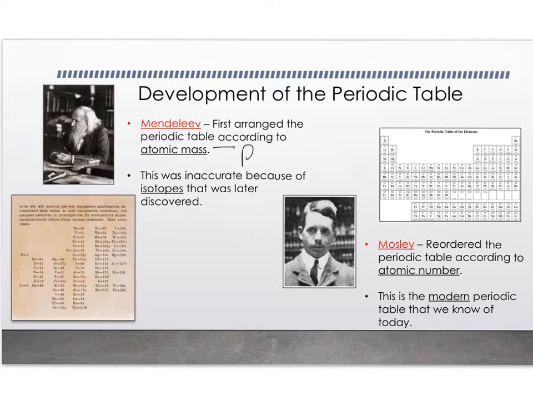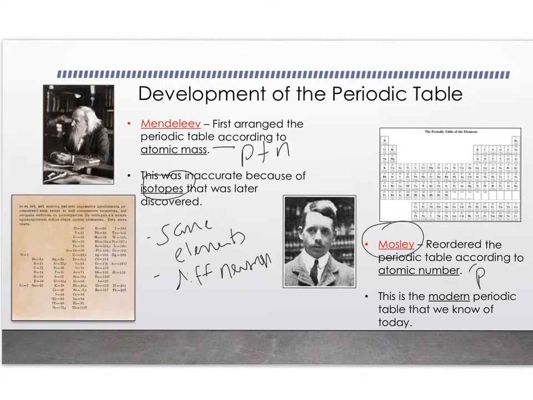And again, mass would be the proton number plus the neutron number. Later on, isotopes were discovered, which are the same element but with different numbers of neutrons. So you could have the same element with different neutron numbers, which meant different masses, and that confused everybody because they were not in the correct order, or different masses could lead to different types of elements. So Moseley was the second scientist, who reordered the periodic table according to the atomic number, which is the proton number.